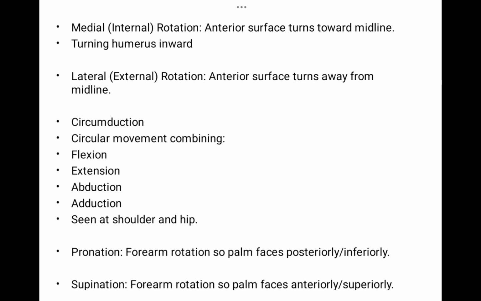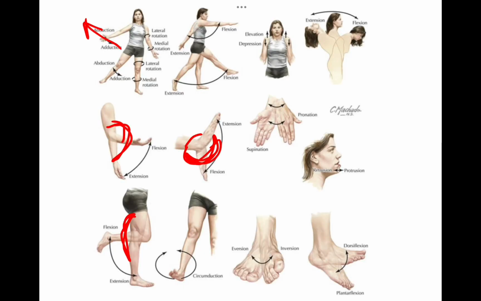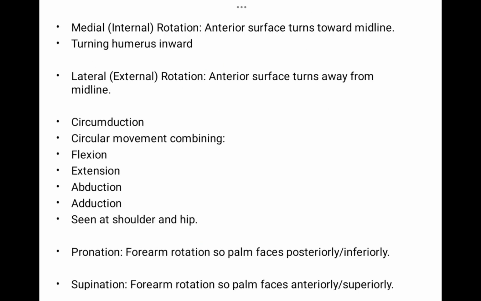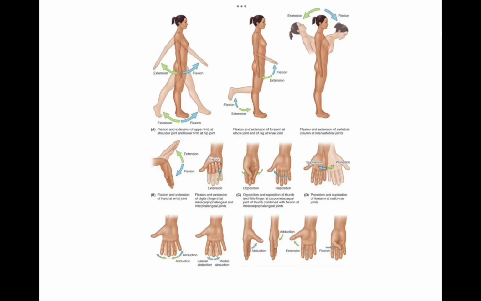We have medial rotation and lateral rotation. Medial rotation is also called internal rotation, while lateral rotation is also called external rotation. For medial or internal rotation, the anterior surface moves towards the midline, like you're turning the humerus inwards, something like this.